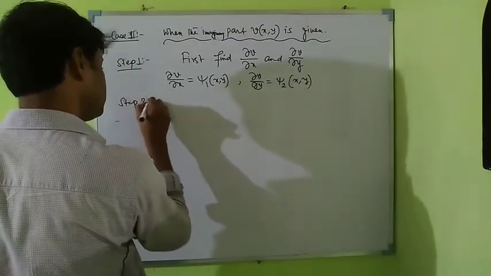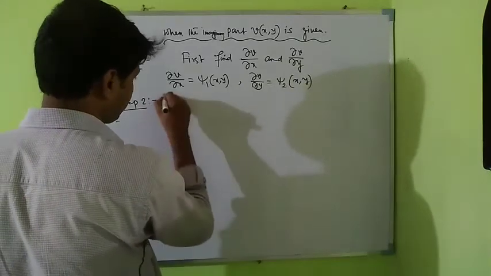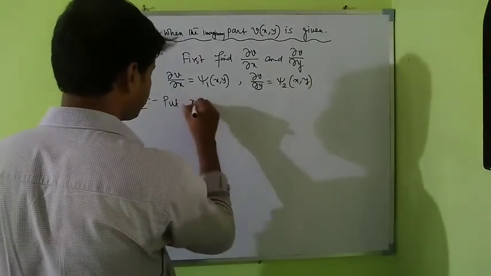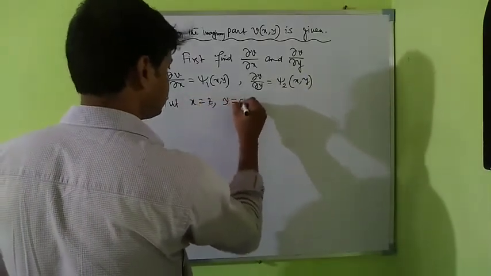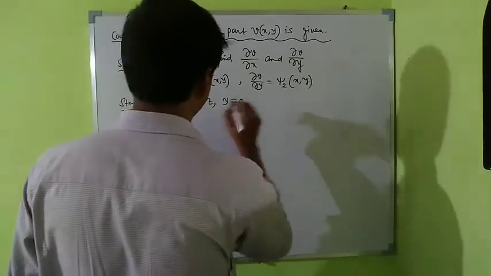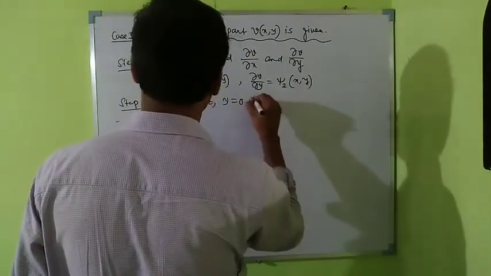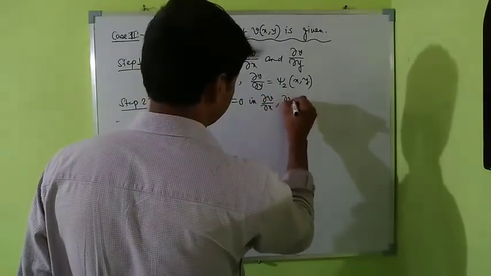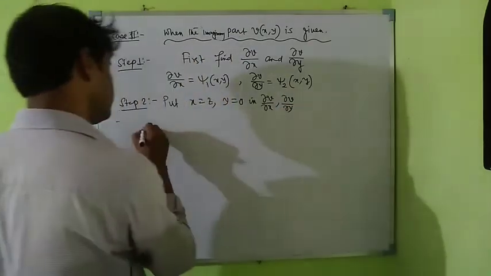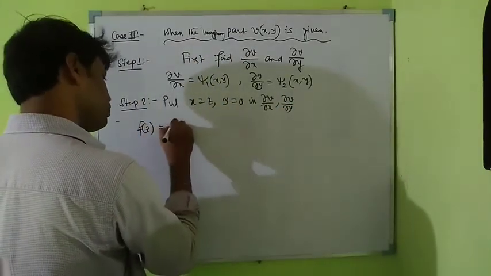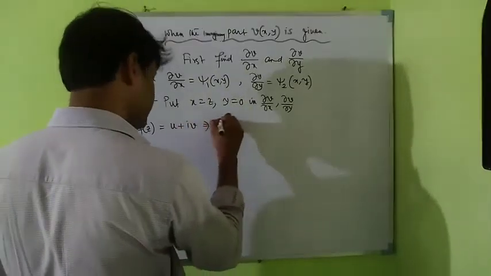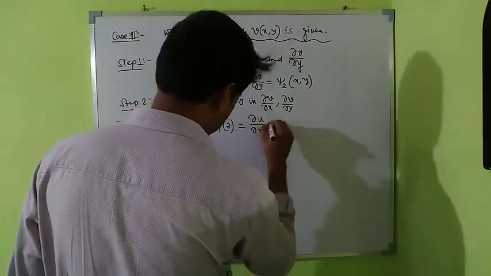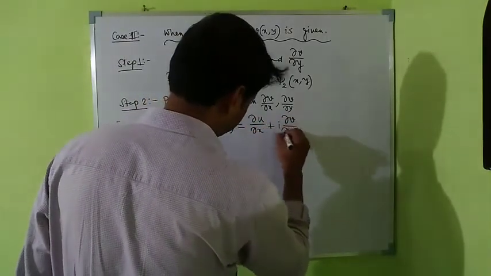Step 2, let z equal x, that is x equals z and y equal to 0, in del v/del x comma del v/del y. We know that f(z) equals u plus iv, which implies f'(z) equals del u/del x plus i into del v/del x.